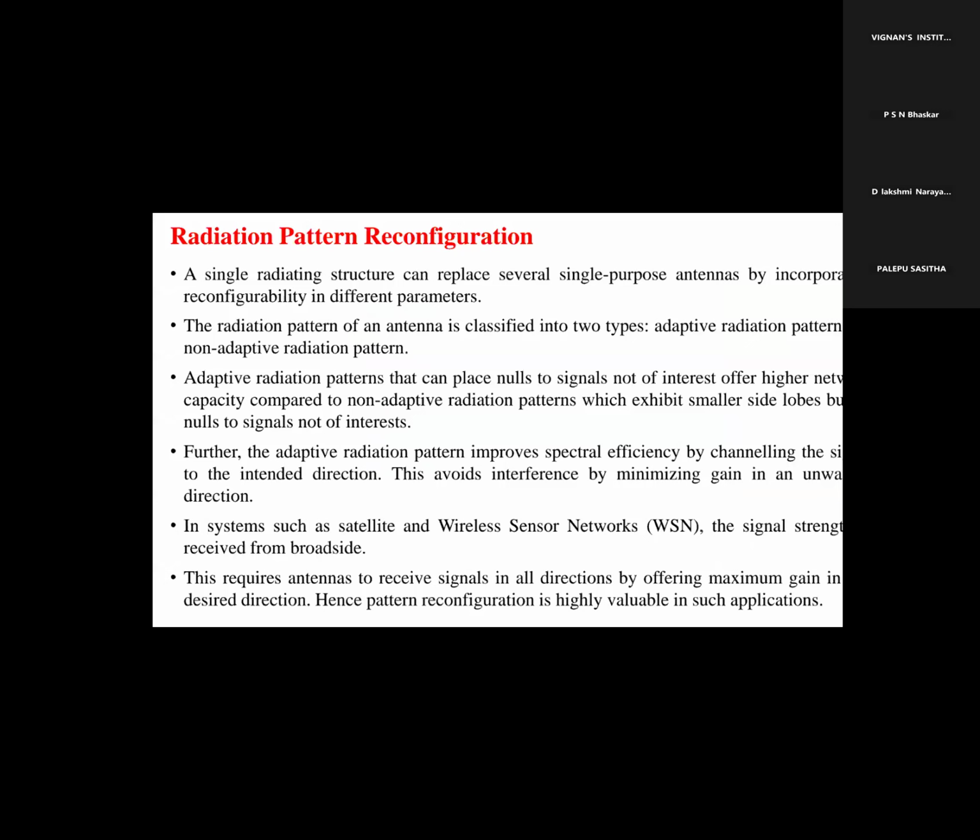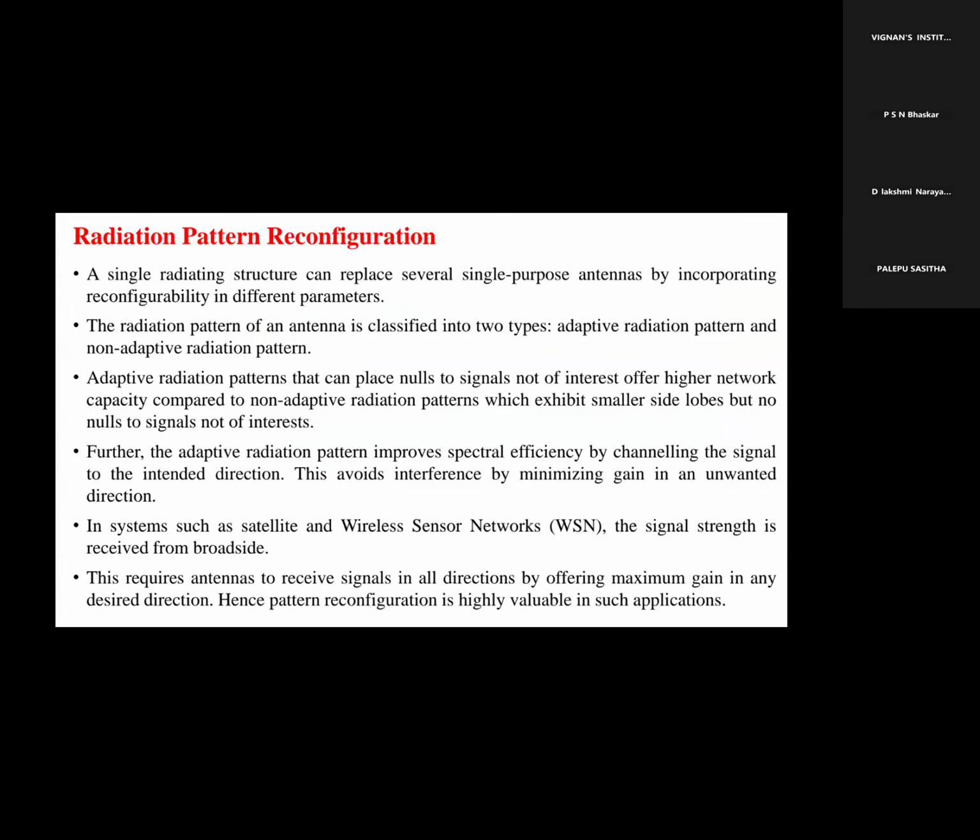So the next one is pattern reconfiguration, radiation pattern reconfiguration. A single radiating structure can replace several single-purpose antennas by incorporating reconfiguration in different patterns. The radiation pattern of an antenna is classified into two types.